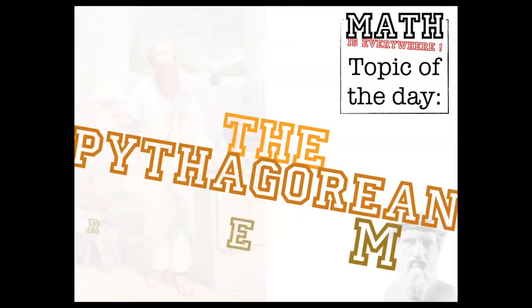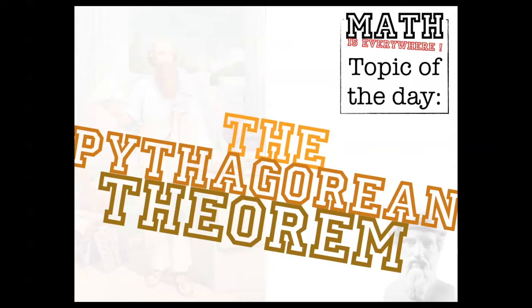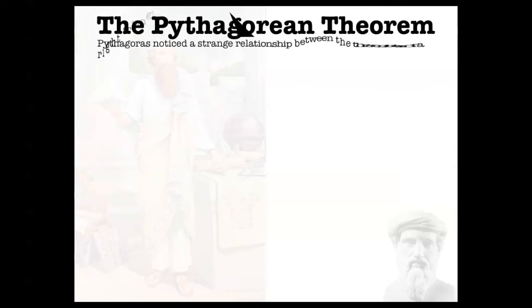You know what? Speaking of hypotenuses and right triangles, I think I want to share a little bit more info with you. The Pythagorean Theorem. Yes, indeed. We've talked about Pythagoras. Now we're going to talk about the Pythagorean Theorem, which is named after him. Yesterday we said that Pythagoras noticed a strange relationship between the three sides of a right triangle. Remember, there's two legs and a hypotenuse?